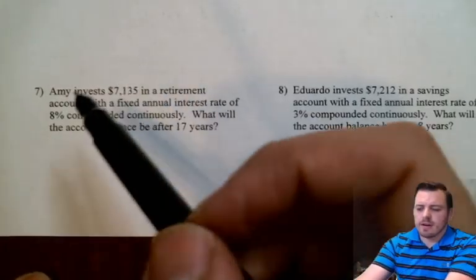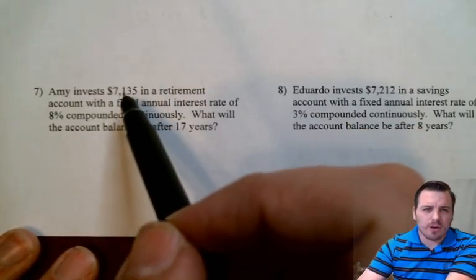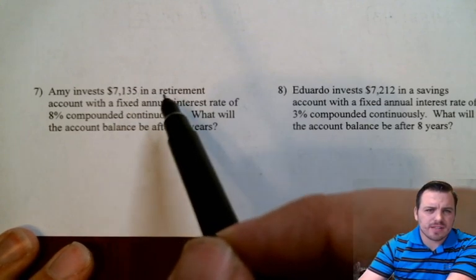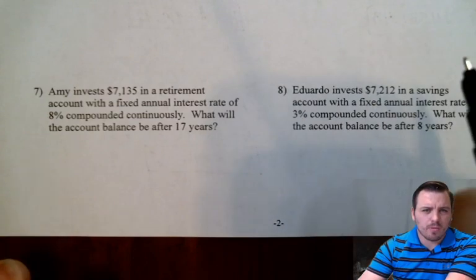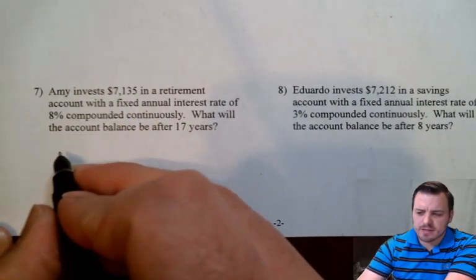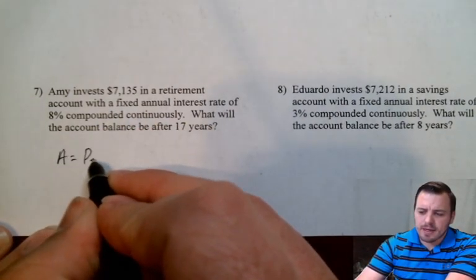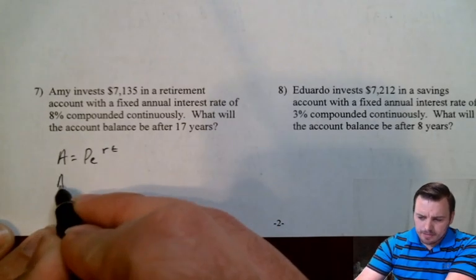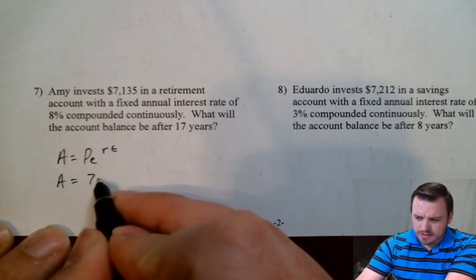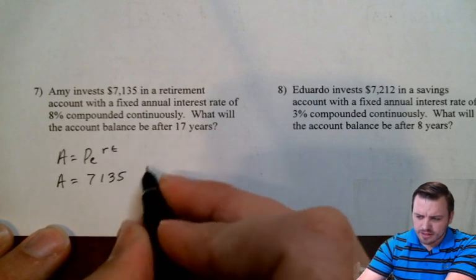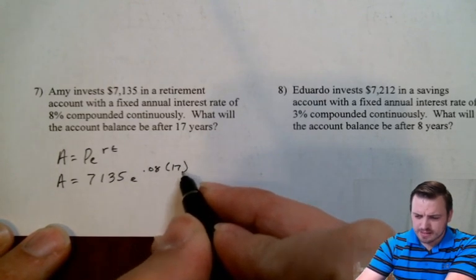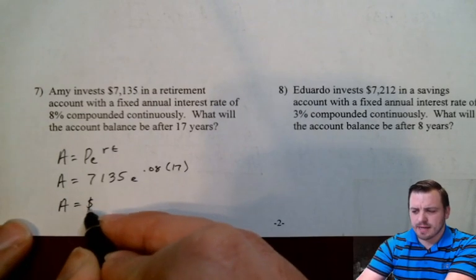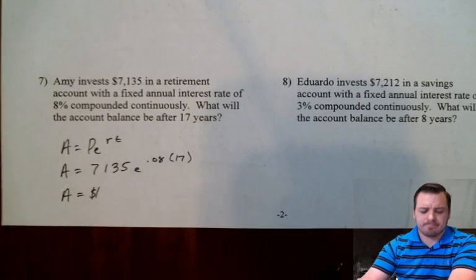Looking down here, Amy invests $7,135 in a retirement account with a fixed annual interest rate of 8% compounded continuously. What will the account balance be after 17 years? Amount is equal to PRT. Amount is equal to, she put $7,135 in there, e, the rate, 0.08 times 17. Someone get that calculation. Type it into the chat box.